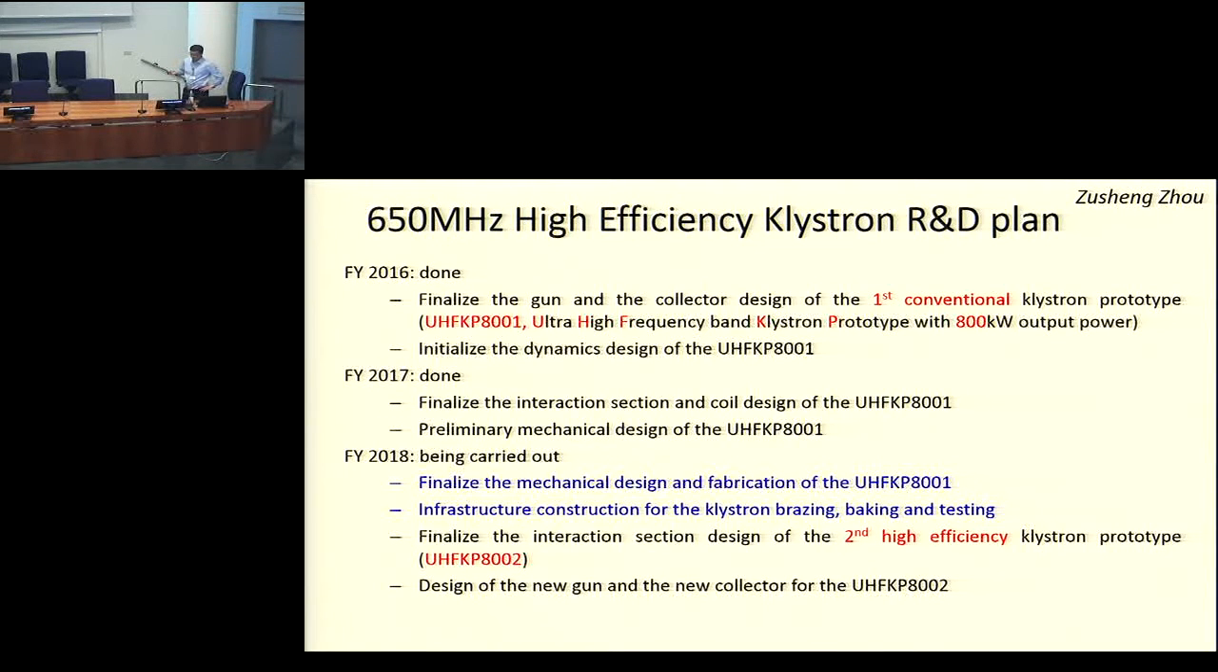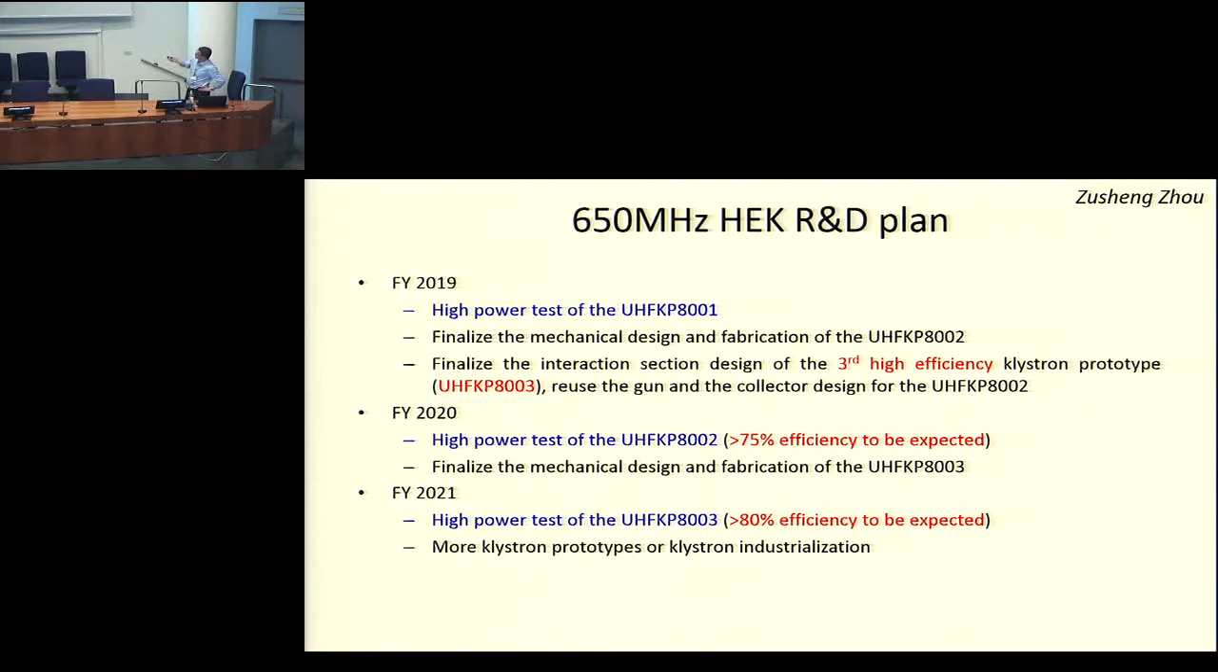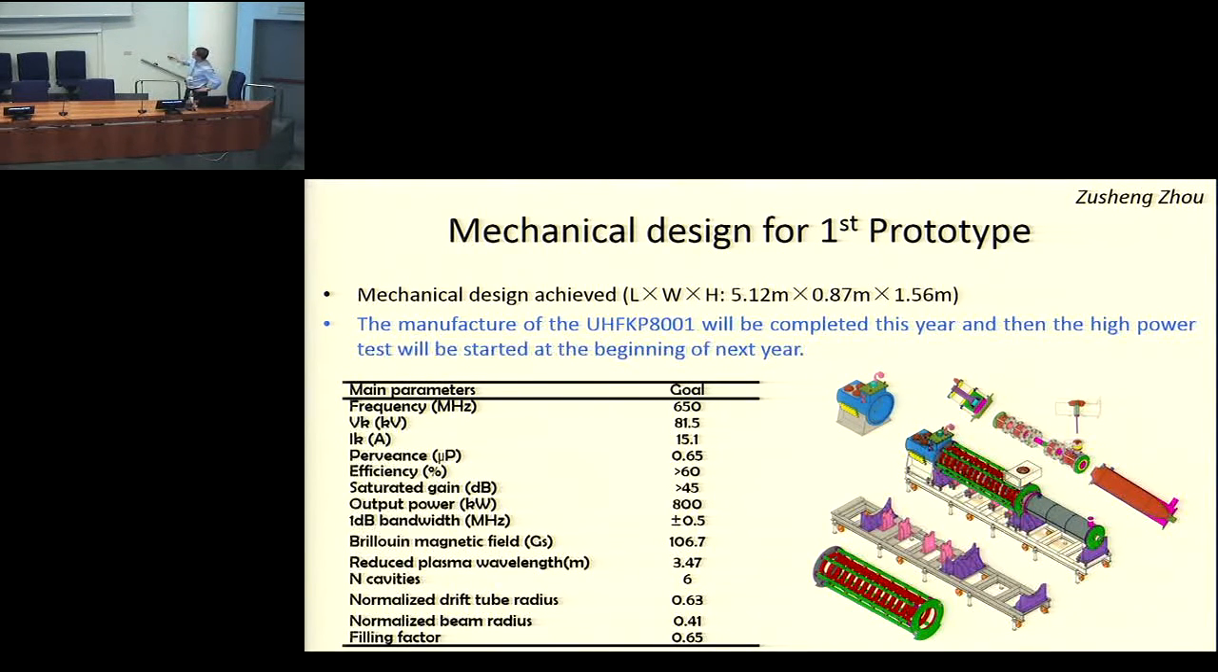It's a conventional efficiency of about 65%. So in the next 3 years, we are going to develop a high power collector with more than 80% efficiency. We are going to do the high power test in about 2021. We hope to get more than 80% high efficiency. We have almost completed the mechanical design for the conventional efficiency collector. So maybe this year we're going to fabrication.